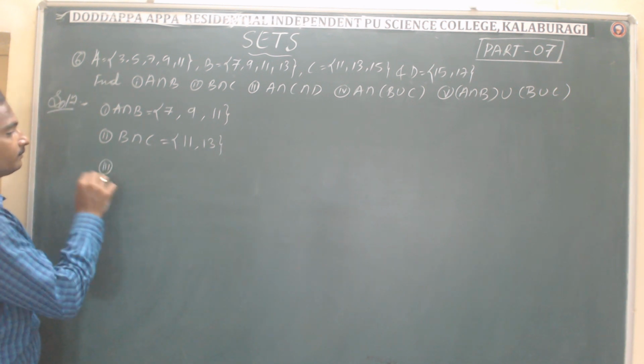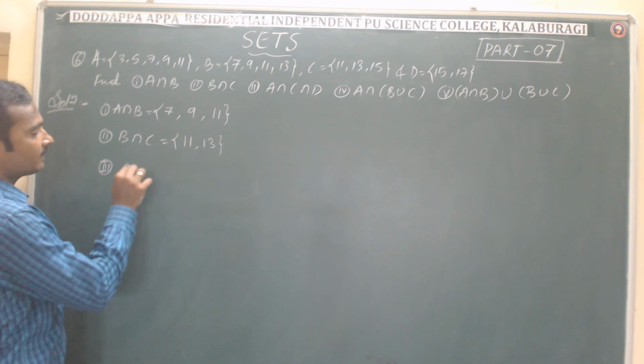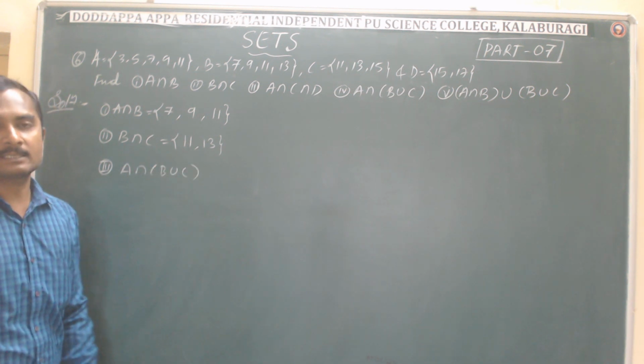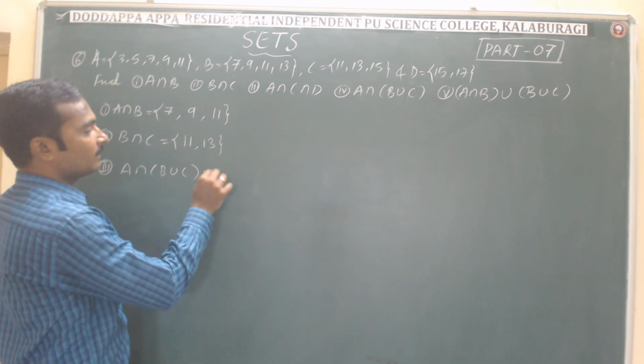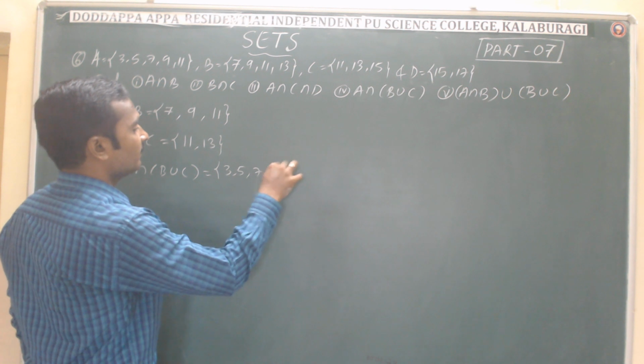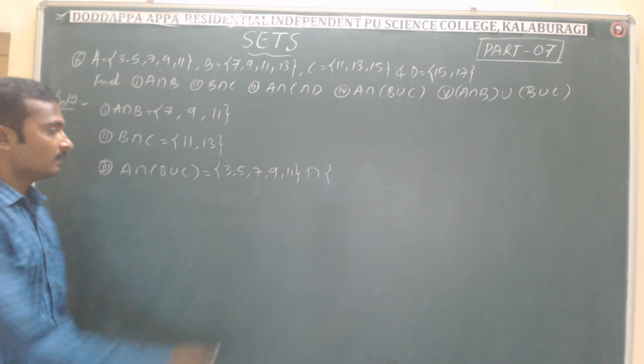Third one is A intersection B union C. Let us keep the set A as it is, that is 3, 5, 7, 9, 11, intersection. Let us find this B union C.